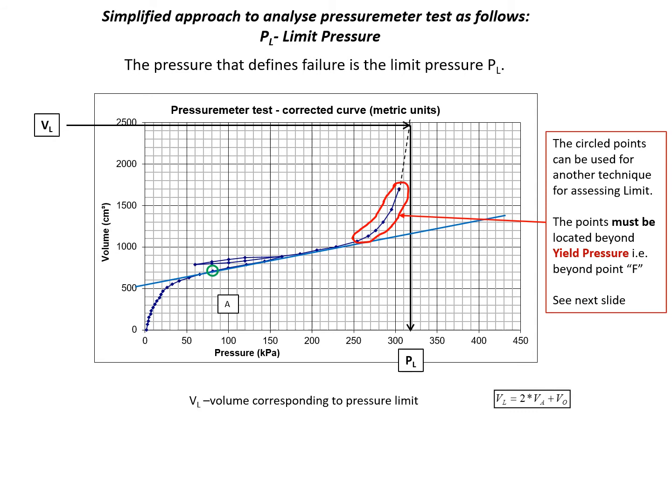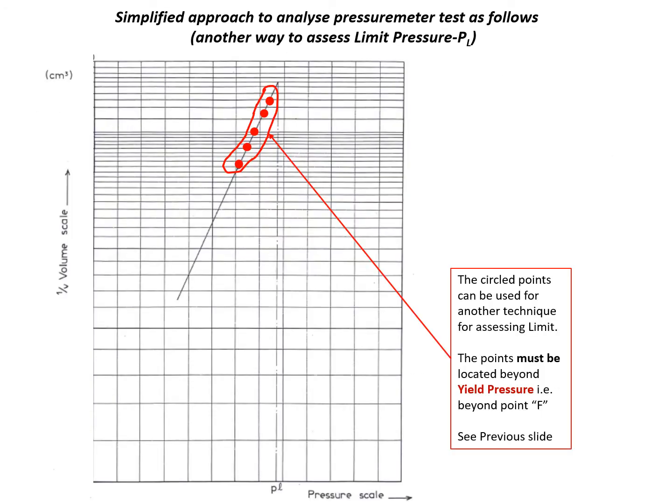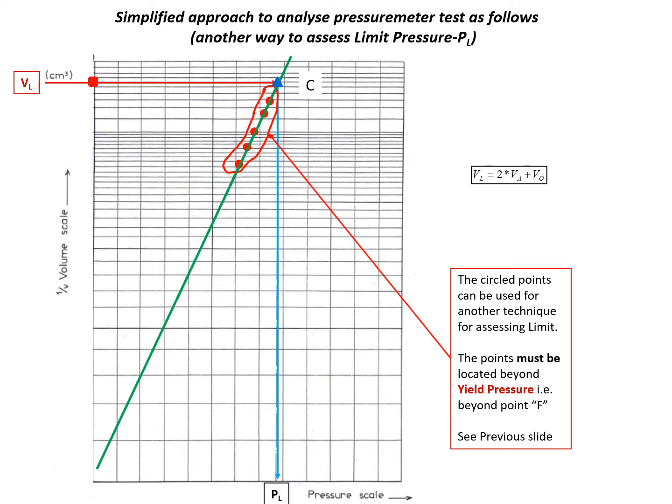Another way to calculate limit pressure is to take all points beyond yield pressure and plot them in specific scales, another format. So you take inverse values of volume, all these 5 points, and the pressures, connected by a straight line, and the vertical scale of volume is logarithmic, as you can see. Again, calculate the volume corresponding to limit pressure. Put a horizontal line to the intersection with your straight line connecting the points. Find the point C on the line and make a projection on the pressure scale, and this one is the limit pressure.